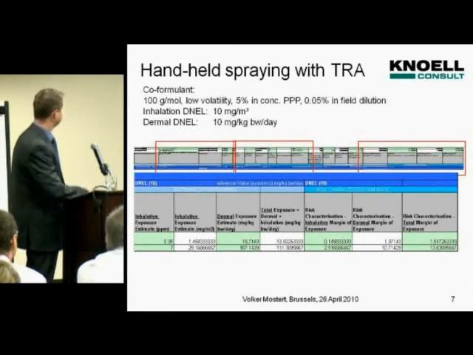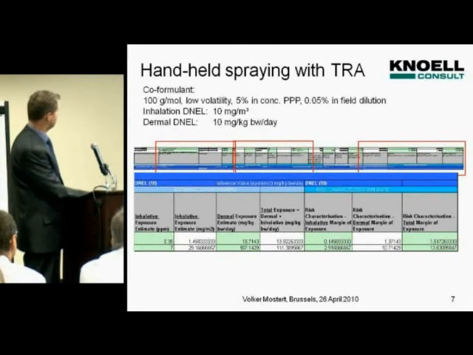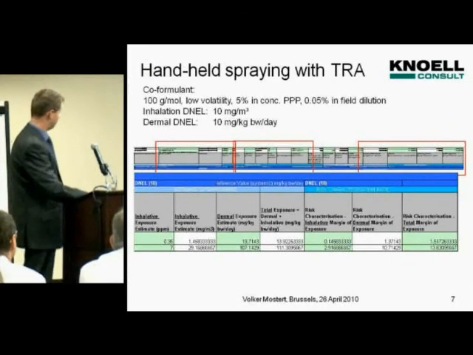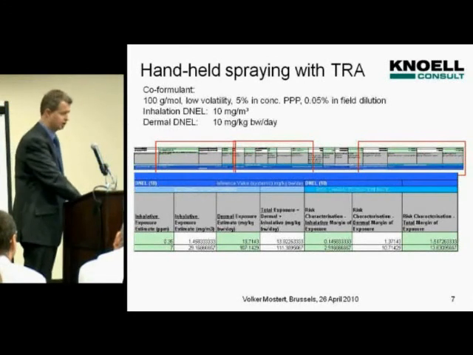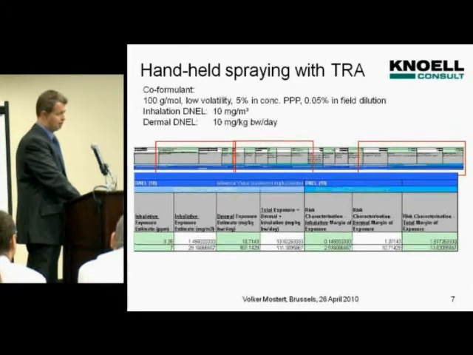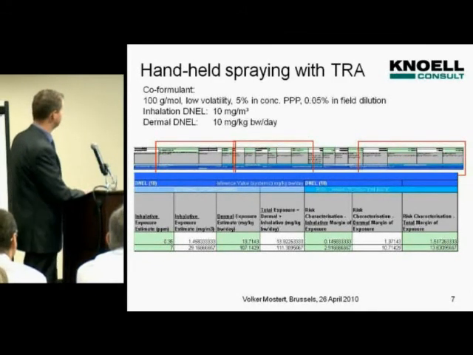We can just try and use a liquid coformulant, 100 grams per mole, of low volatility, at 5% in the concentrated PPP, and it's diluted 100-fold to give the field dilution. I just made up this example with rather benign DNELs, 10 mg per cubic meter as an inhalation DNEL and 10 mg per kg as a dermal DNEL, just to give you an example. Now you feed that into TRA, and you get the so-called linear report. And you can see why it's called the linear report, because it's basically a line, and you can't see anything.